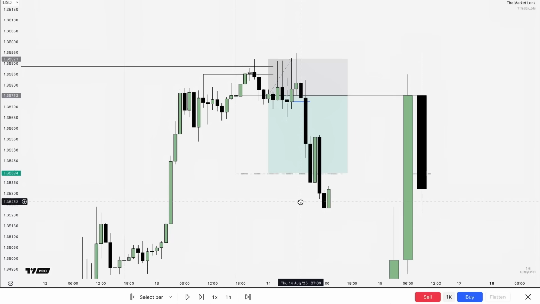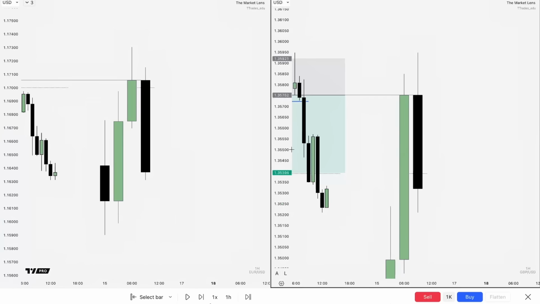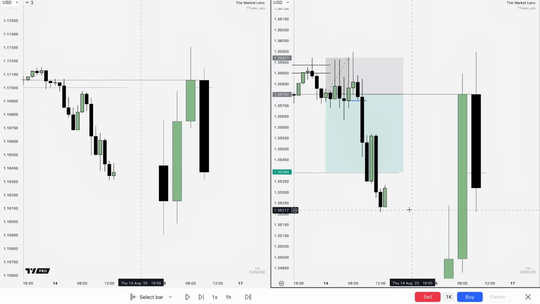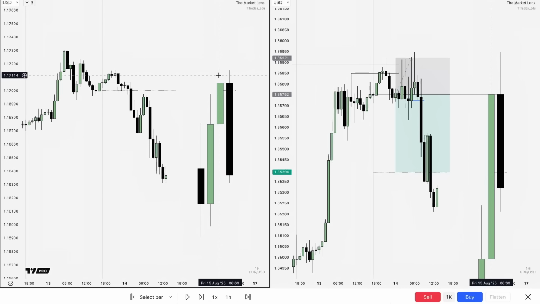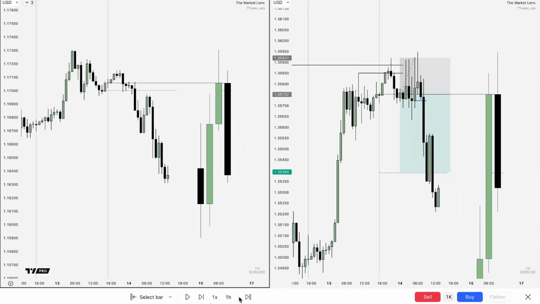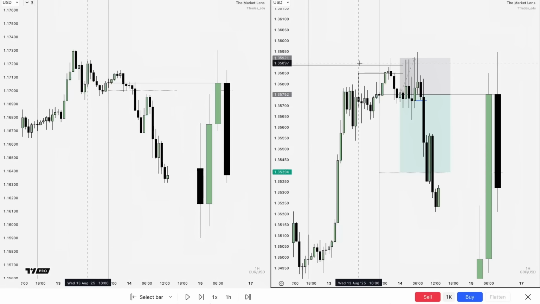Now, what can we learn from this? Well, not all entries are going to work out, but we can also learn to use correlated assets. By taking a look at the correlated asset, euro, let's take a look at our daily chart. Which one is weaker? Well, GBP ran into its previous day high to form a reversal and into the swing high on the higher time frames.